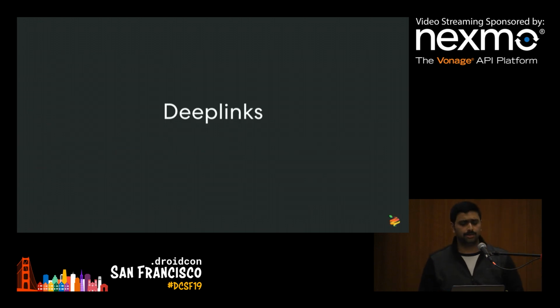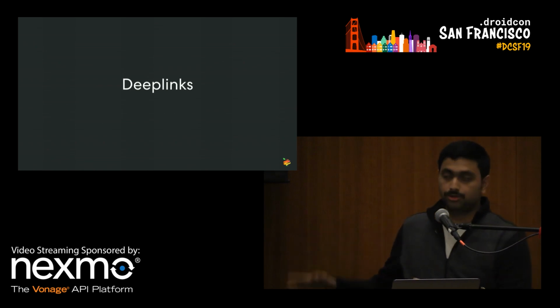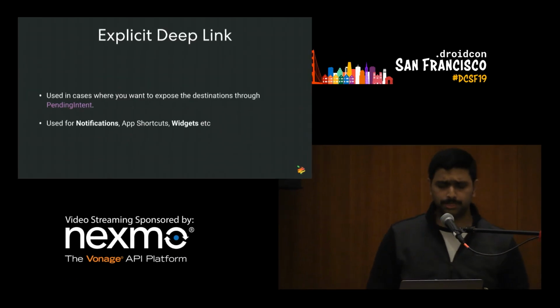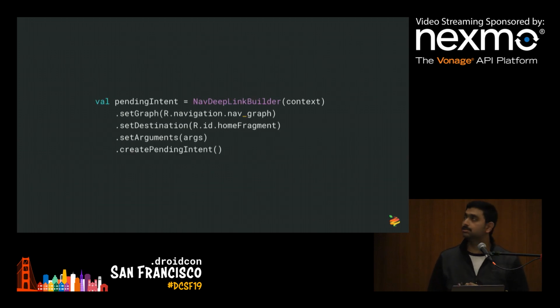Deep links. The Navigation library provides support for explicit and implicit deep links. And there is also a principle of navigation where deep links are supposed to behave differently in terms of backstack handling. We'll see about that now. Explicit deep links are cases where you want to expose some destination through a pending intent. Explicit in the sense you mention which destination opens up, right? And this is useful in cases like notifications, app shortcuts, and widgets.